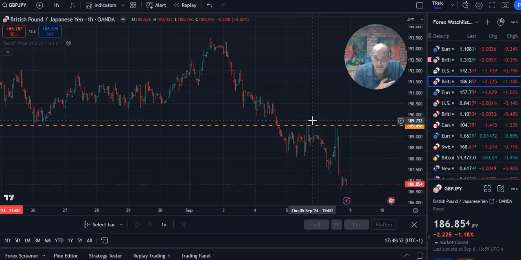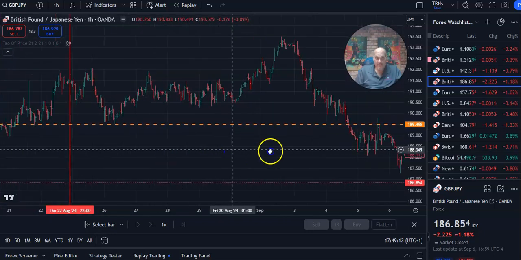Support, once broken, becomes resistance. That's another market law. That's something you have to understand. Now, also, like I think I said in the last video, it's really important to note that support is support in a bullish marketplace.